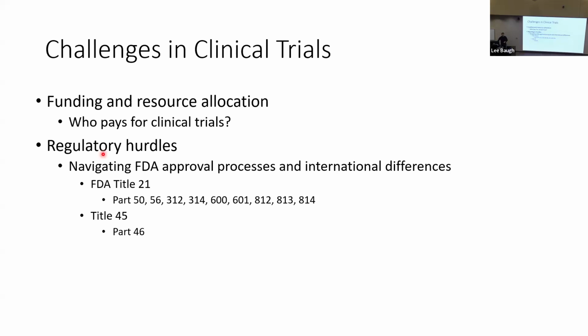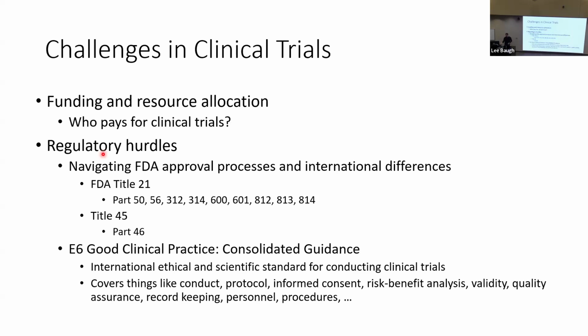And here's just some title parts that are related to FDA. And of course, if you're coming up with a solution to a problem, maybe you don't want to limit it to the United States. Oftentimes, we want to have a treatment that can be used worldwide. That requires interactions and conformance with a whole other entity or multiple entities of approval. So something like the E6 Good Clinical Practice, which is a consolidated guidance created for a collection of European countries that include international ethical and scientific standards for conducting clinical trials. So if you do these things, this can be approved.